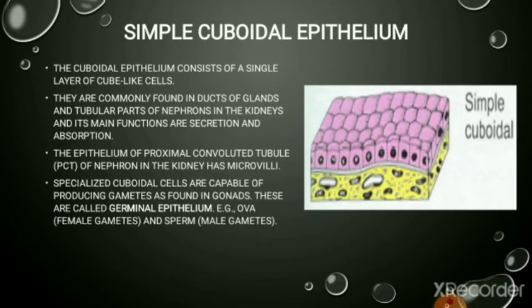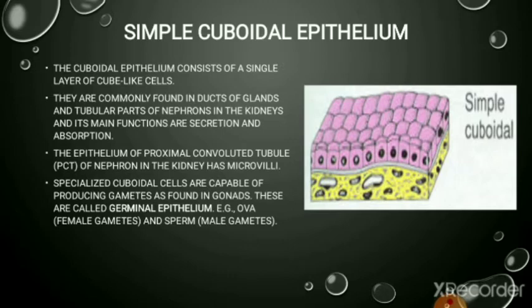Second is the simple cuboidal epithelial tissue. Why is it called simple cuboidal? Number one, the cells are arranged in a single layer, therefore it is a simple epithelium. The shape of the cells is approximately cuboidal, hence the tissue is called simple cuboidal epithelial tissue. They are commonly found in ducts of glands and the tubular part of nephron in the kidneys, and their main functions are secretion and absorption. So the basic functions of these tissues are secretion of substances and absorption of substances.